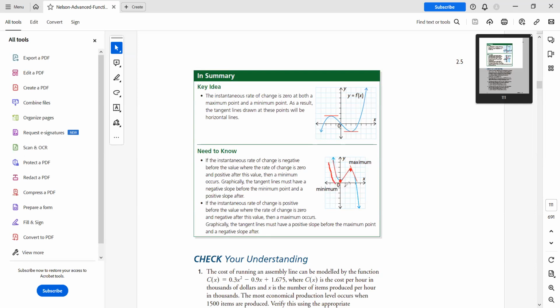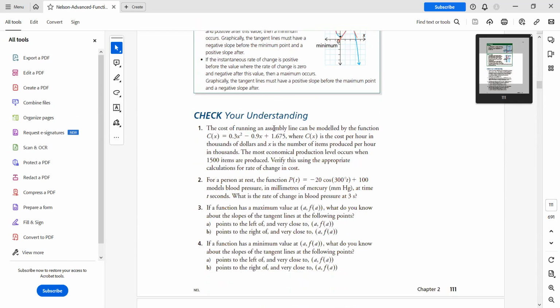If the instantaneous rate of change is negative before and positive afterwards, it's a minimum. If it's positive before and negative afterwards, then it's a maximum, right? Going down, then going up, minimum. Going up, then going down, maximum. This must be pretty much intuitively understandable at this stage.